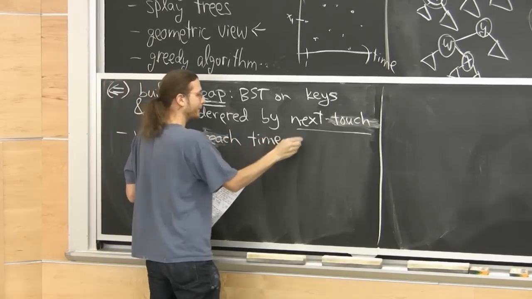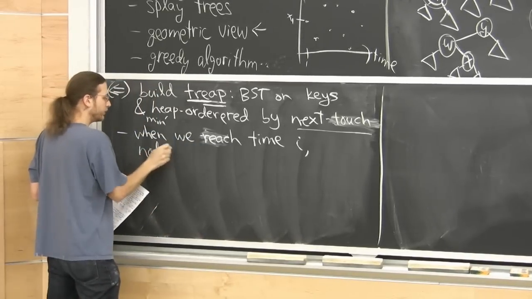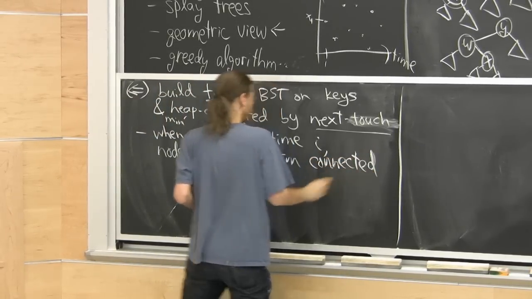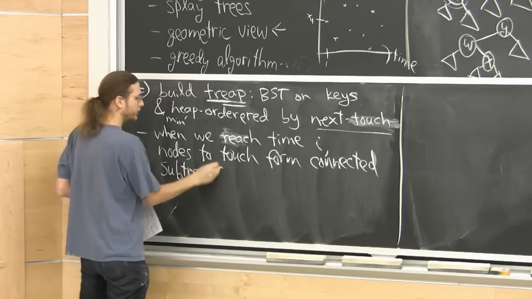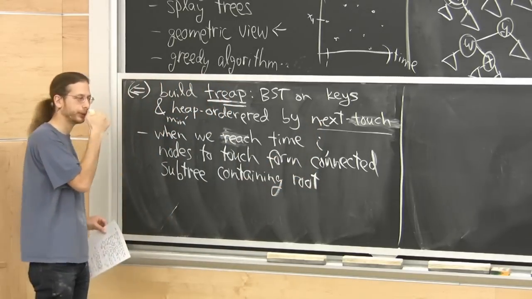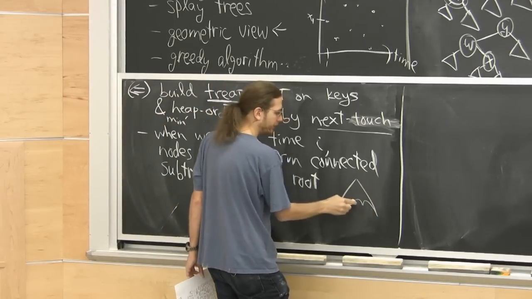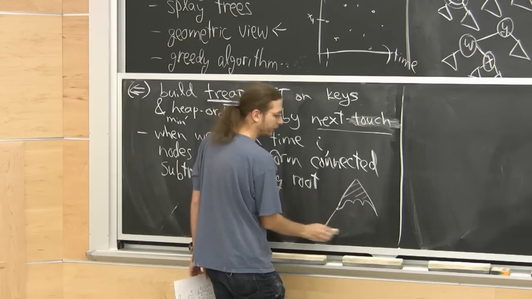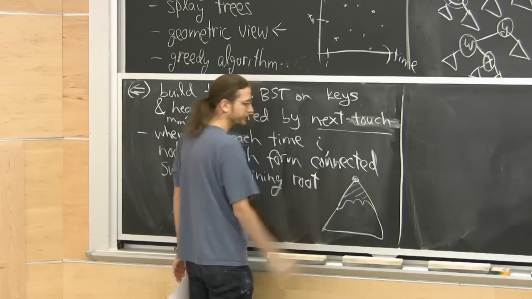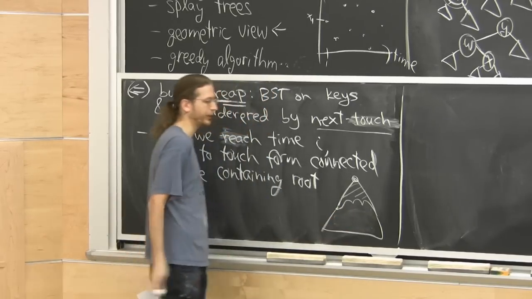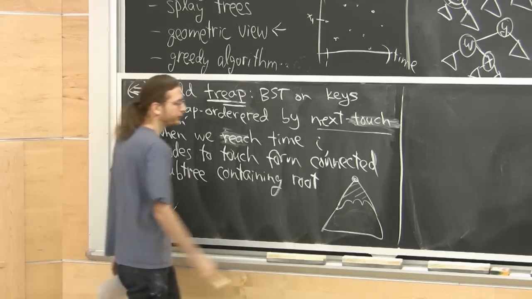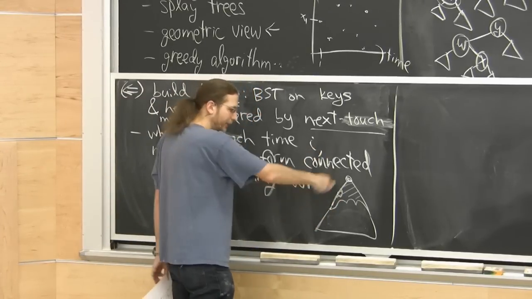So let's look at a time i. When we reach that time i, the nodes to touch form a connected subtree containing the root. Because according to heap order, they all want to be at the root. And so we break ties arbitrarily. Somehow, all the nodes that we're supposed to touch live in some connected subtree containing the root. Everything down here has a later next touch time, and so they're below, by definition of heap order. Now one of these is the one we actually want to access, but we need to touch all of them. So touch all of them, navigate, walk left, right, whatever.